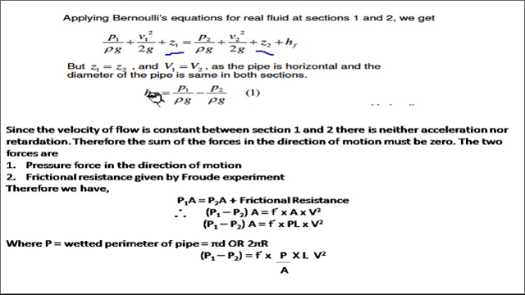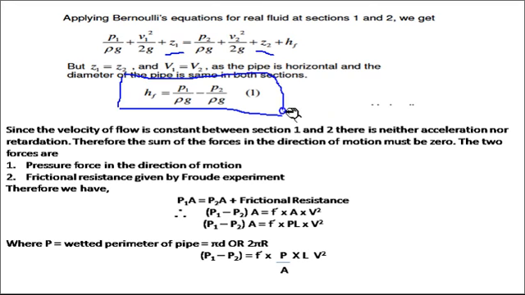As our pipe has the same cross-sectional area throughout its length, there will be no change in the velocity. Velocities V1 and V2 will remain the same. Therefore, if I rearrange the equation and put in the values of Z1 and Z2, V1 and V2, we get the following equation: hf is equal to p1 upon gamma, where rho into g is nothing but gamma, minus p2 upon gamma. This is equation number 1.